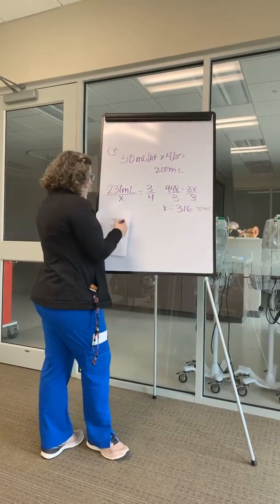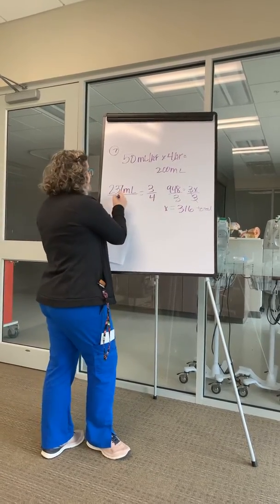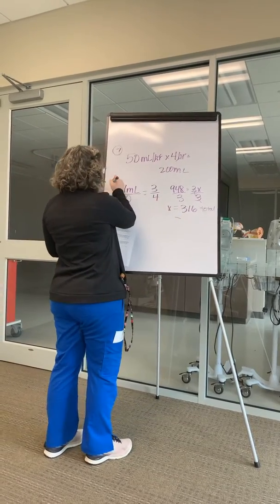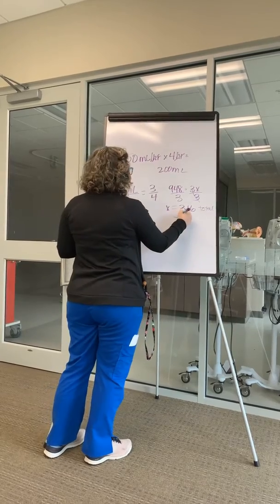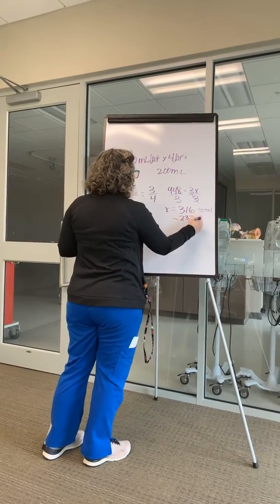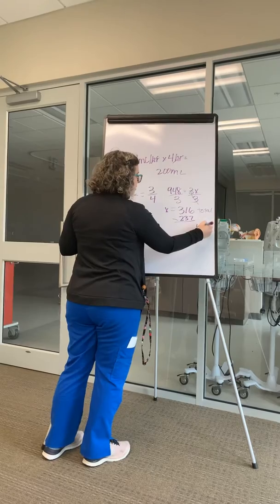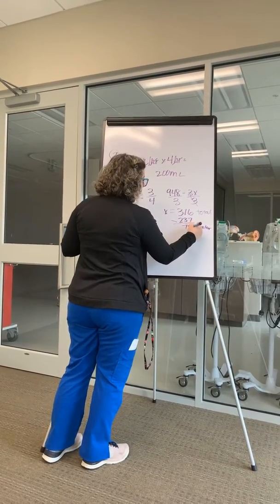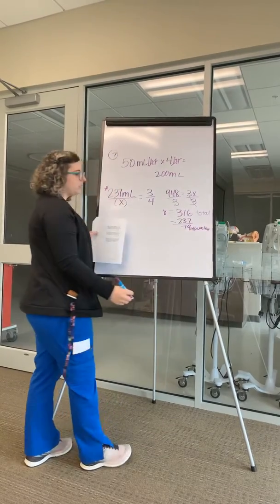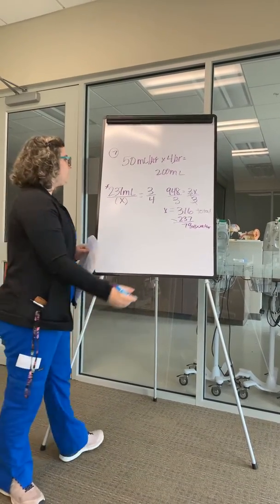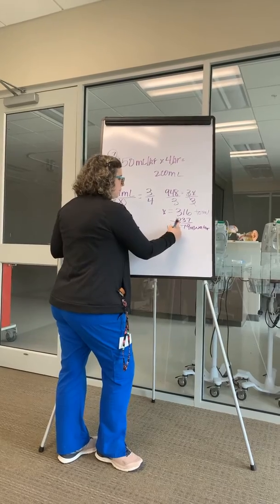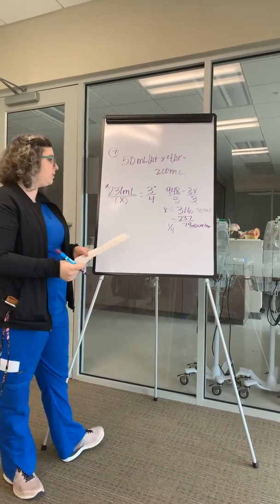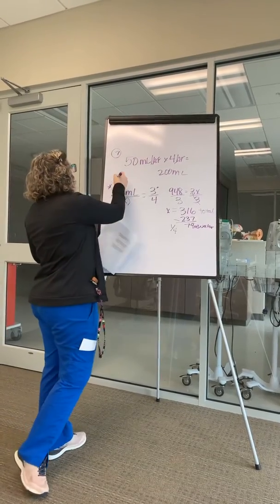So the question is asking how much water. So this 316 is technically the x. So we're going to then take 316 minus what we have, 316 minus 237, and that's going to give us how much we have of our water. So this comes out to 79 milliliters of water is what the nurse has added to make that dilutional. So this is then that 1/4, what's remaining of 3/4, right? So 79 milliliters is the answer for number 8.